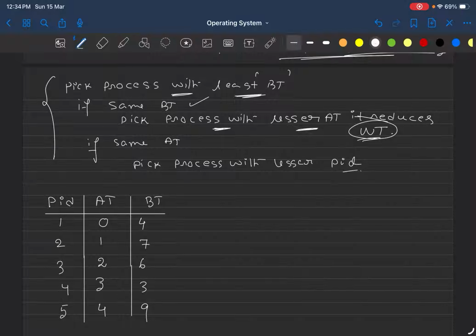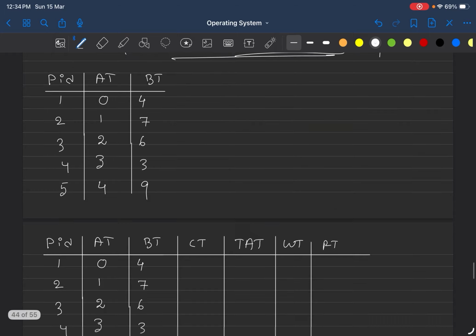Okay. So if there is the same arrival time, what will we do? We will pick the process with lesser process ID. Alright. This is the conflict resolution technique. This is a general conflict resolution technique, but if the question expects you to follow some other conflict resolution technique, that will be mentioned. Don't worry. Okay, now let's take this example.